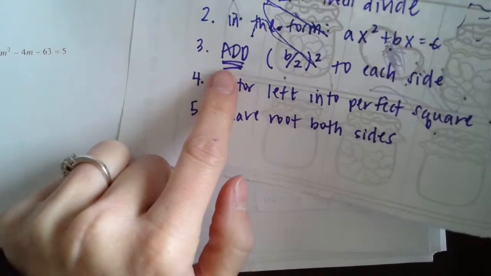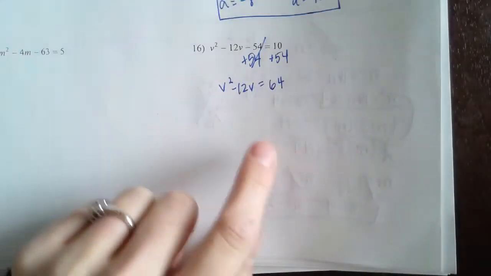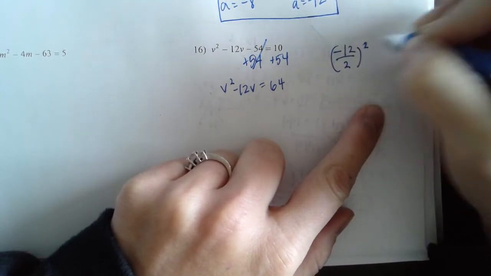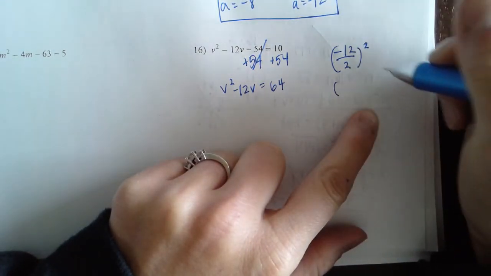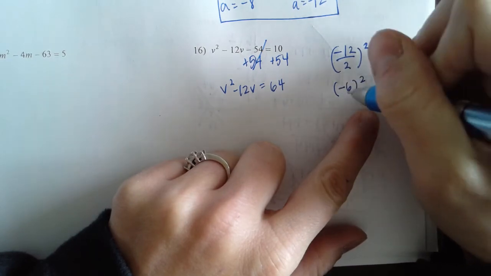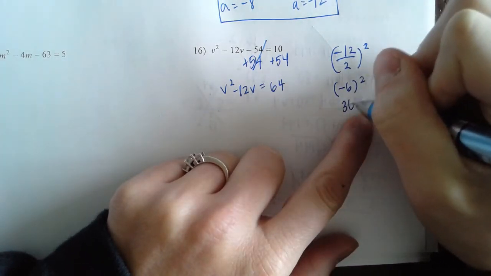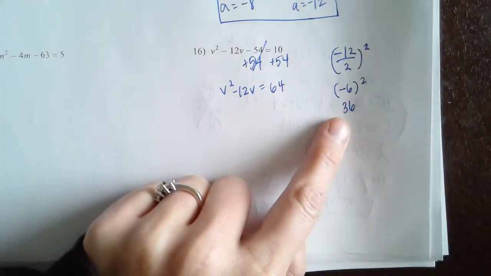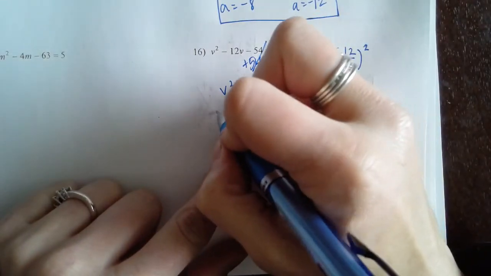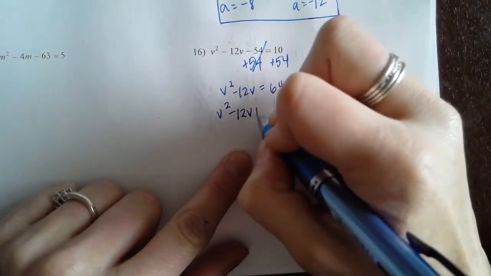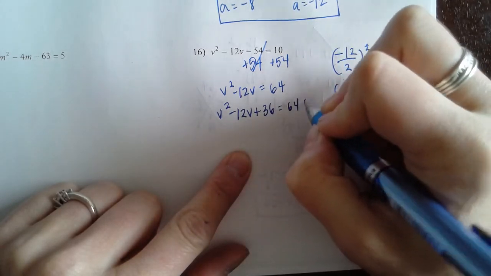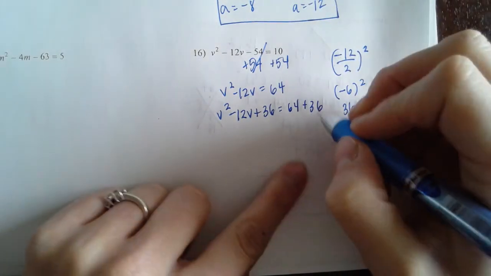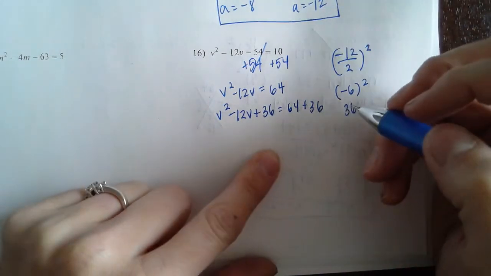Our next step is to add b divided by 2 squared to each side. So we're going to take negative 12 and divide it by 2 and square it. Oh no. Okay, negative 12 divided by 2 is negative 6 squared. Negative 6 times negative 6 is positive 36. It's always positive, remember, add. Always add, okay? Two negatives make a positive. v squared minus 12v plus 36 equals 64 plus 36. When we do something to one side, we have to do it to the other, so we're adding 36 on each side to make our equations still equal.